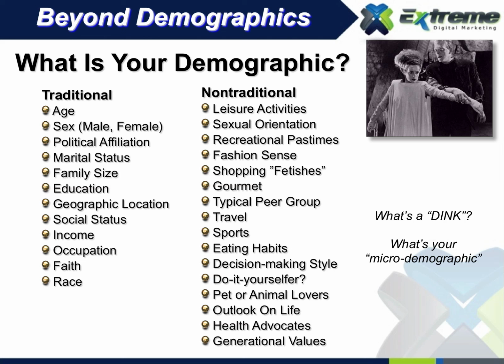Double income, no kids. Now, what does that micro demographic tell you? To me, it tells me a lot. First of all, the first definition of a dink, double income, no kids, tells me that it's a male, female, married couple that are both professional. They decided not to have kids at all, or not to have kids for now because they're working on their careers. They're career oriented. They've made a decision not to have kids. Okay, that's one part of that demographic.